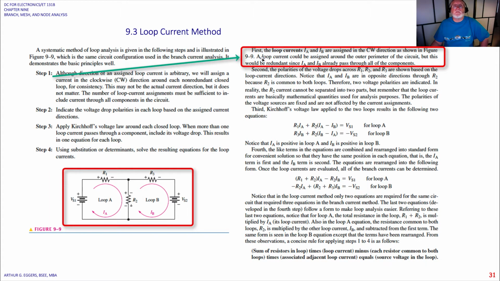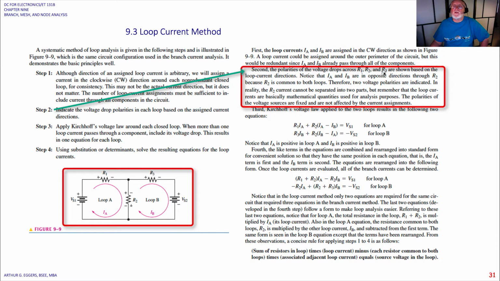So a little more lengthy explanation. First, the loop currents I sub A and I sub B are assigned in the clockwise direction as shown. A loop current could be assigned around the outer perimeter of the circuit, but this would be redundant since I sub A and I sub B already pass through all components. So you can see there's no need to go around the outside and pick up only R1 and R3. Second, the polarities of the voltage drops across R1, R2, and R3 are shown based on the loop current directions. Okay, so they've assigned the polarities accordingly.